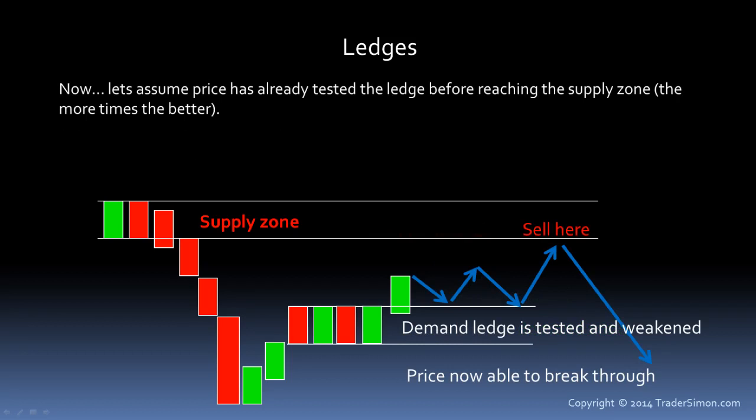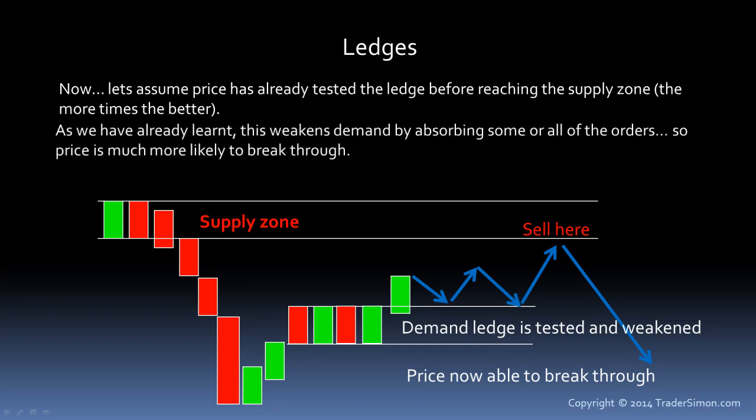Now let's assume price has already tested the ledge before reaching the supply zone. The more times the better. As we've already learnt, this weakens demand by absorbing some or all of the orders, so price is much more likely to break through. So you can see price has hit the demand zone a number of times, so when it goes up to the supply zone, the demand zone is weakened and hopefully it should break through.